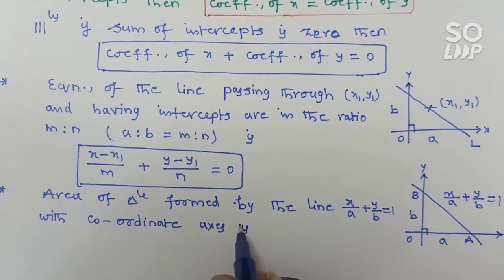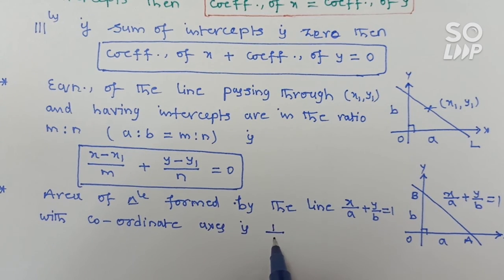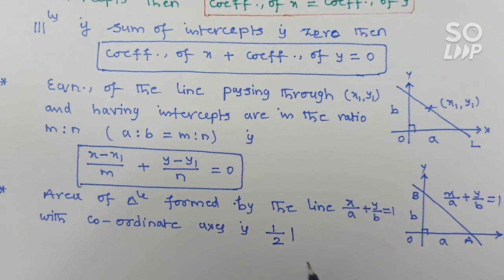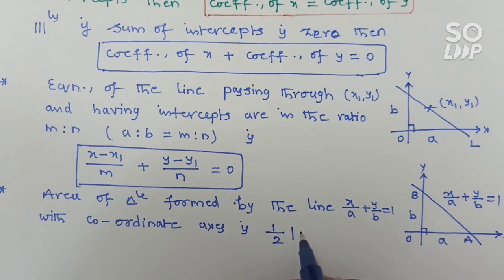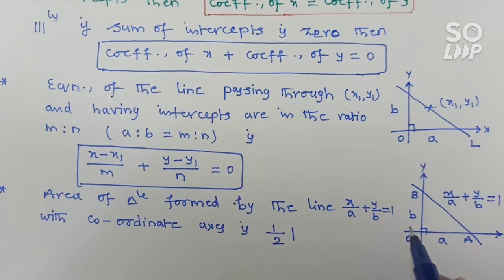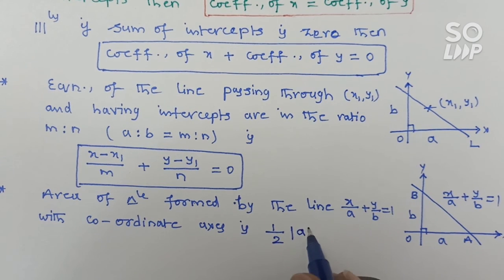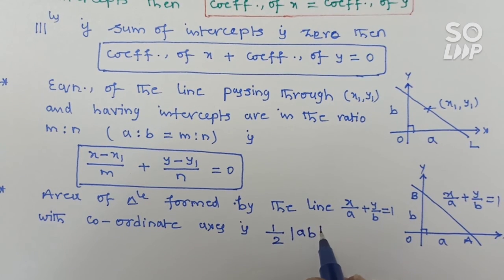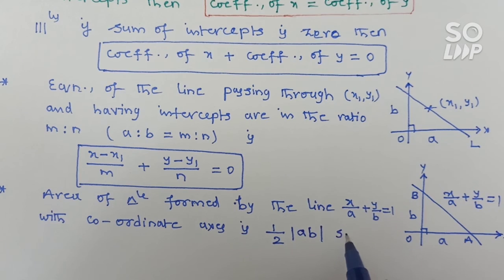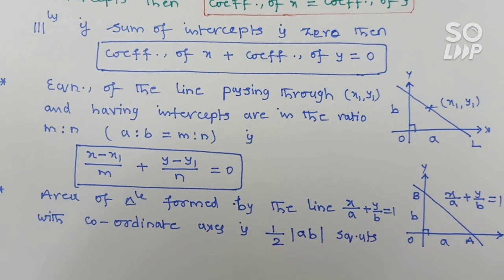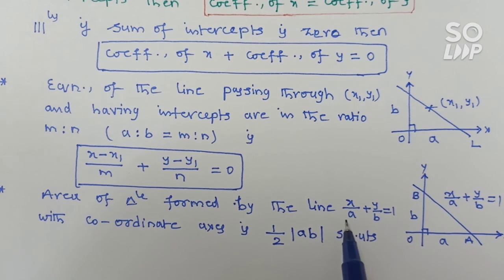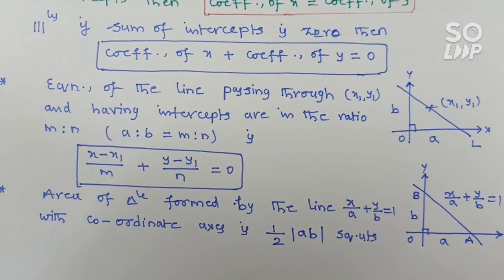Area is half into modulus of base into height. Base is the x-intercept and the height is the y-intercept. That is half into modulus of AB square units. This is the area of the triangle formed by this line with the coordinate axis.